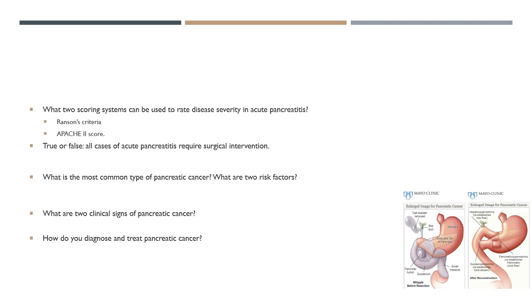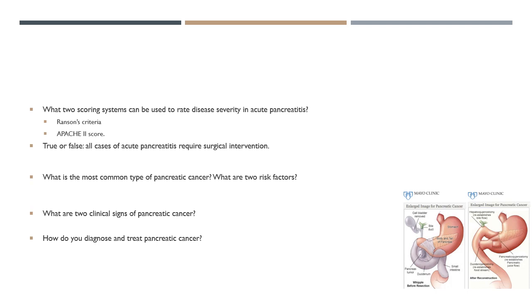You have the Ranson's criteria as well as the Apache 2 score. You don't need to go into detail here, just note that these two scores are used to rate the disease severity in acute pancreatitis. They essentially rate just how critical a disease is in general. They're not specific for pancreatitis.